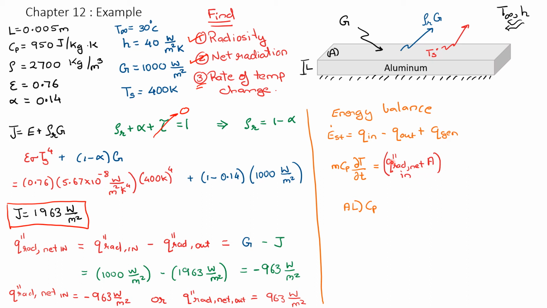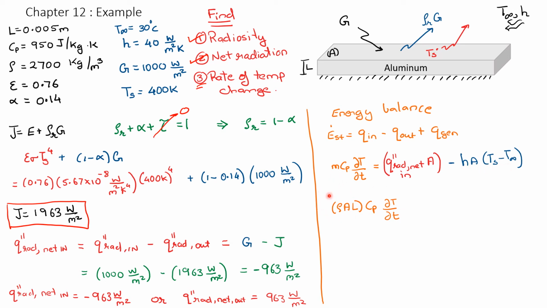by the area. So the net radiation that we found out here was a flux. It was in watt per meter square. So we need to multiply by an area here, minus our Q out, which is heat being transferred out due to convection to the surrounding. So that will be h times A times Ts minus T infinity.